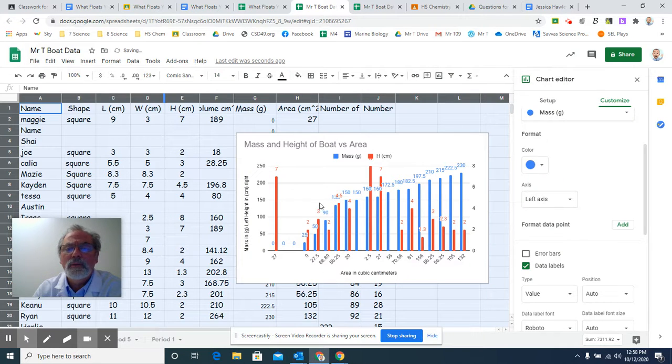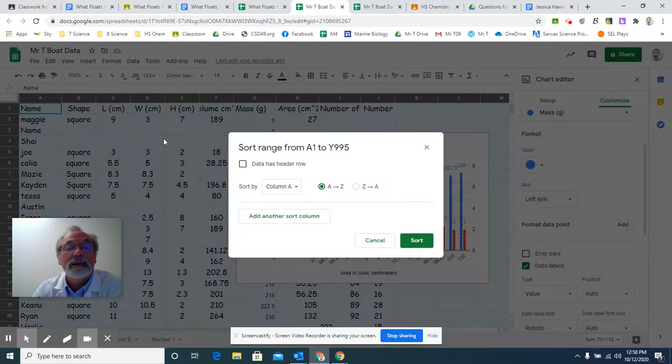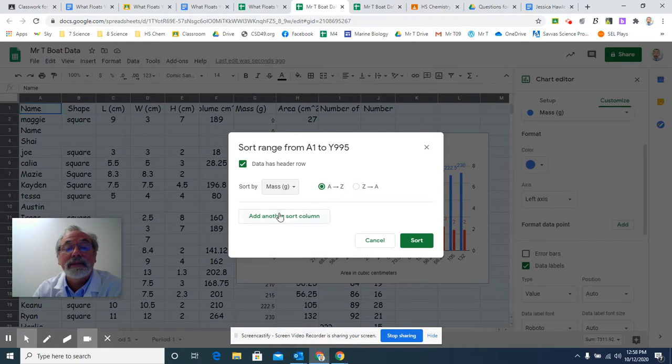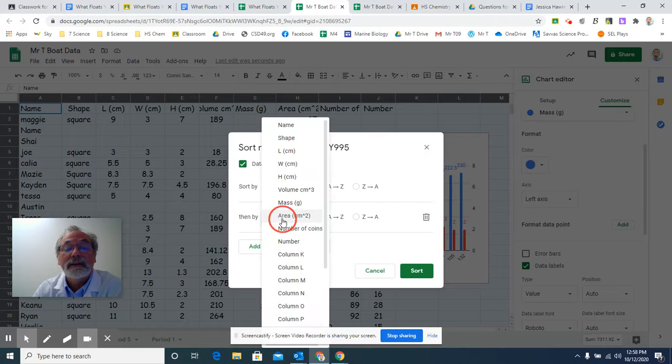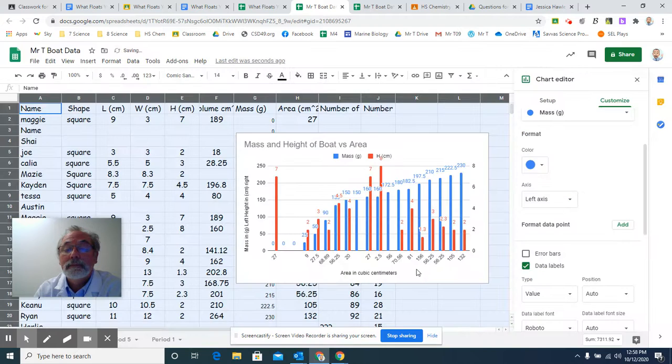And now there it is. Ooh, that's interesting. That gives you a really nice graph. Now, let's do it again. But this time let's do it differently. Let's sort range again. Data. Let's sort by mass. But this time, let's do it by height. See what that does. It almost doesn't change. That's interesting.